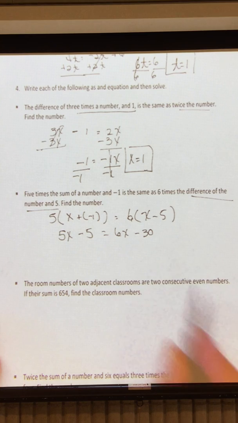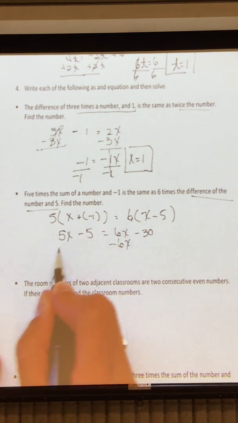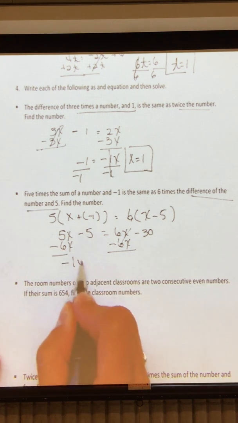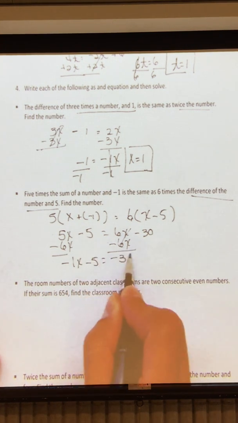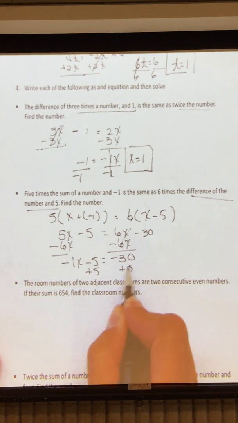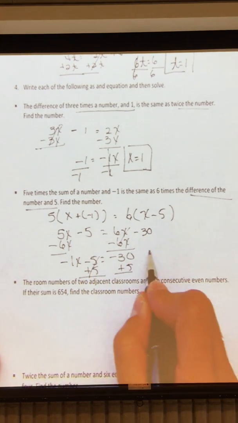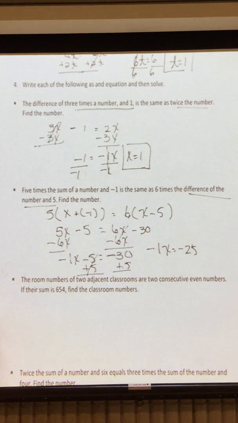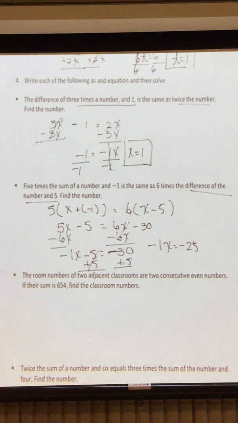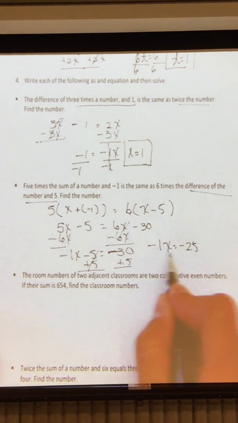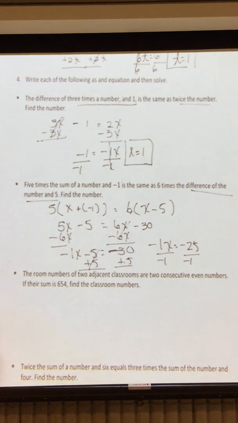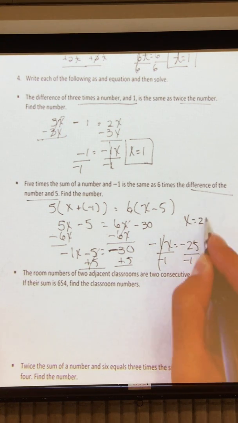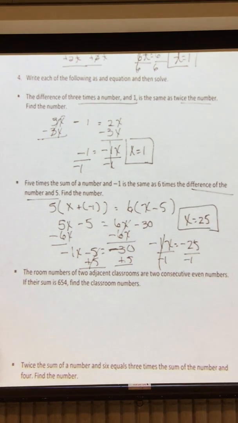Combining like terms, let us bring 6x to the other side. 5 minus 6 is negative 1x, minus 5 is equal to negative 30. Add 5 to both sides. Negative 1x is equal to negative 25. Again, negative 30 plus 5. We have opposite signs. Opposite signs you subtract, and you keep the sign with the bigger number. And now you want to solve for x, which means you divide by negative 1. And negative divided by negative is equal to a positive. So x is equal to 25.